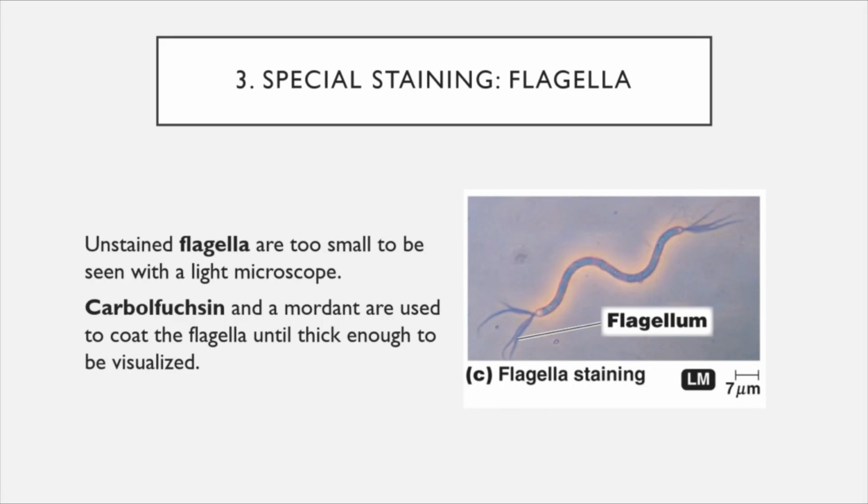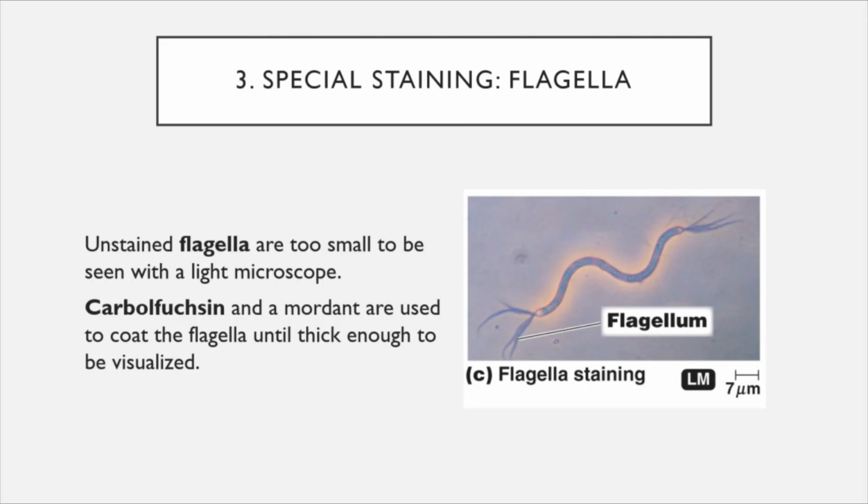The last special stain that we'll talk about is the flagella stain. Flagella, as we mentioned before, are special appendages that many bacteria possess that are used for movement. They are these whip-like structures that hang off of the ends of bacteria, and as they rotate, they can propel the bacteria around in its environment.